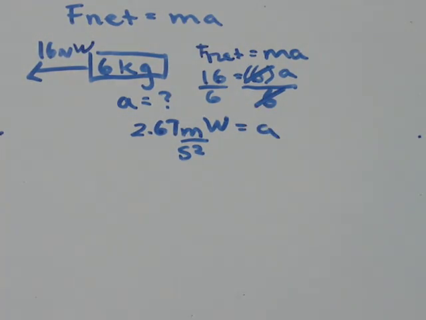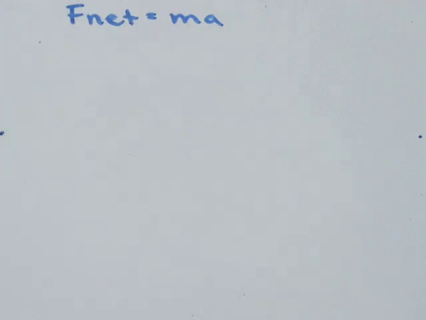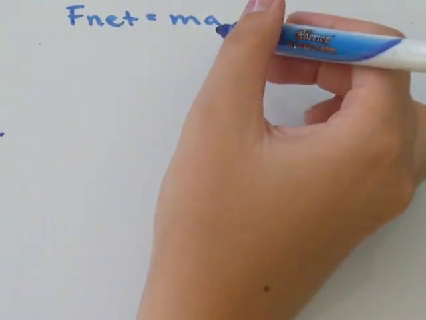Sometimes you'll get questions that are a little more difficult, and you'll need to apply your knowledge of kinematics while doing a question like this. So let's erase that. So we have the question, a 22 kilogram object accelerates uniformly from rest to a final velocity of 2.5 meters per second east in 8.7 seconds. Find F net. Okay, F net equals mass times acceleration.